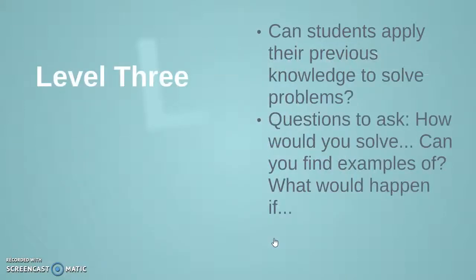This is part 3. Apply. Can the students apply their previous knowledge to solve problems that you put in front of them? So questions to ask would be like, how would you solve this math problem given that you know how to add 2 plus 2? Can you find examples of a noun in this sentence? Can you find examples of a woodwind instrument? What would happen if you put that mouthpiece on wrong? Would you be able to make a sound?